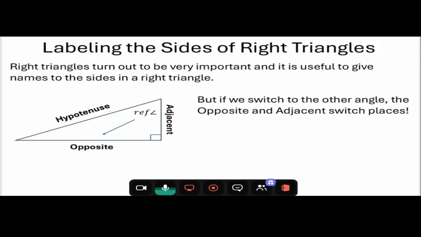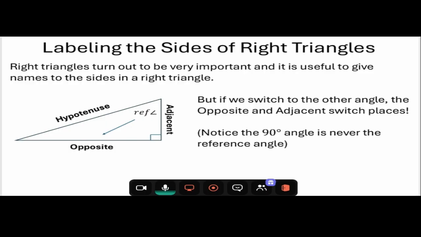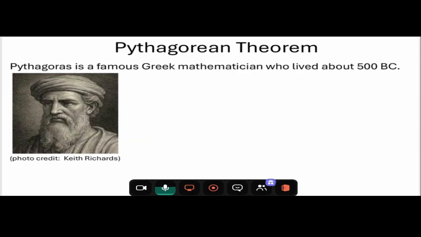The hypotenuse never moves. The hypotenuse is the hypotenuse. It's across from the right angle. And as we mentioned, you don't choose the 90-degree angle as the reference angle. That just wouldn't work. The reason everything works when we get into this next lesson is because there is a right angle over there somewhere, and then we work with the other angles.